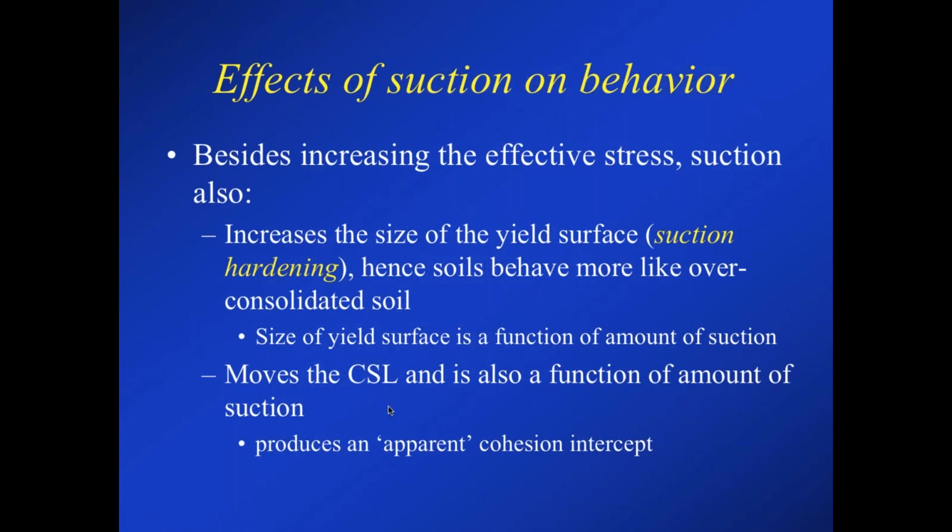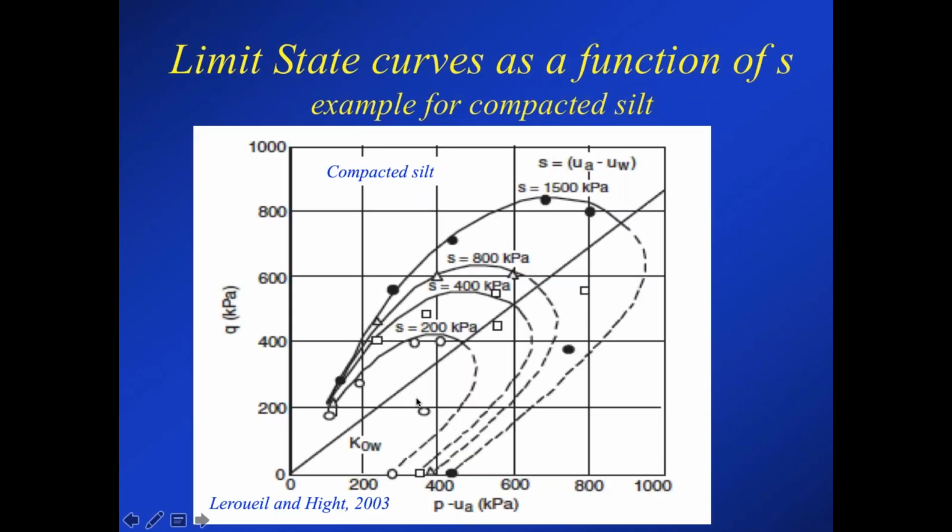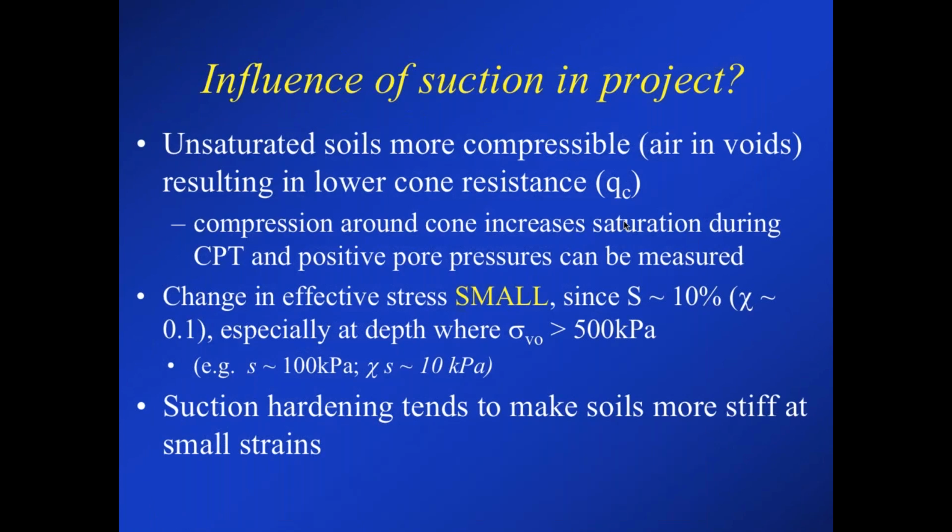So this apparent cohesion, sometimes referred to as an apparent cohesion intercept, is the movement of the critical state line. Here's an example again from Lu and Likos. They show this example of a compacted silt, and you can see the extensive lab testing at a range of different suctions, and the yield surface grows in size as more suction is there. So on our project, what's the influence of suction?